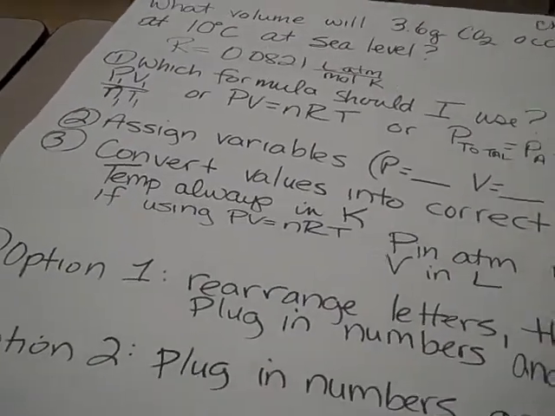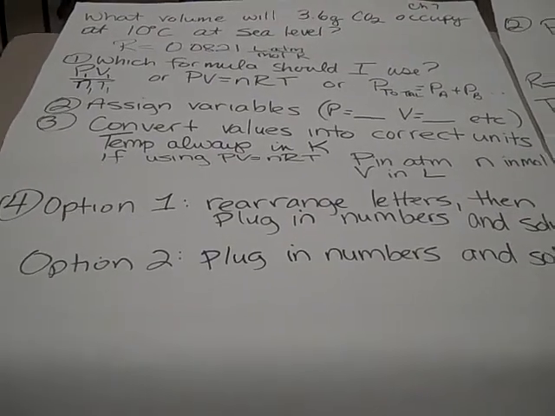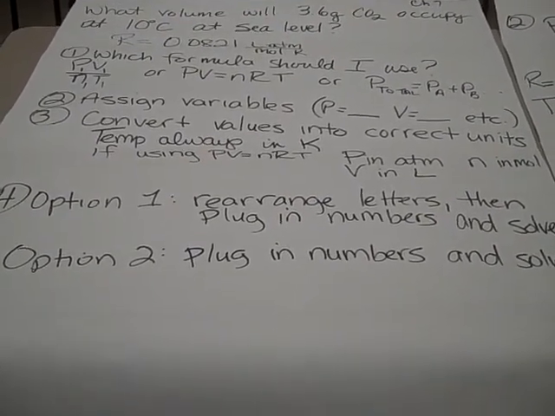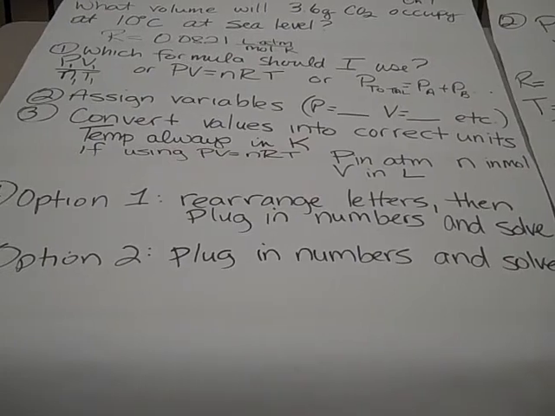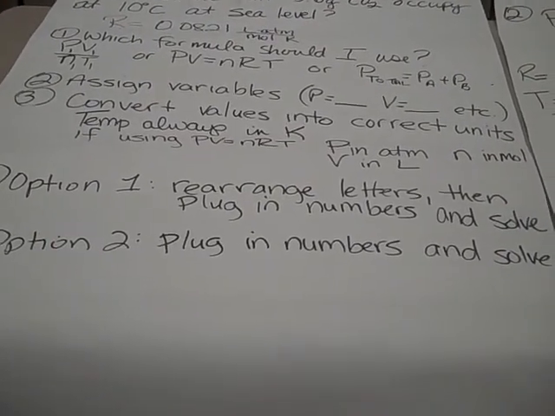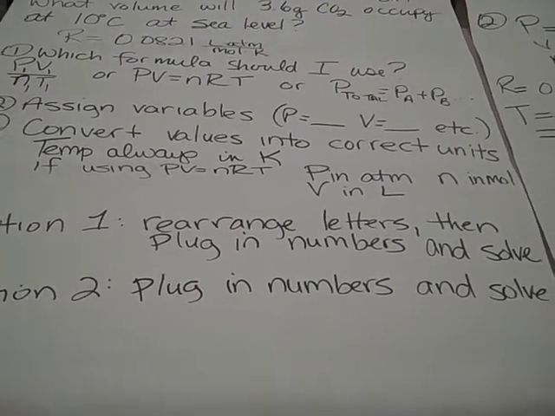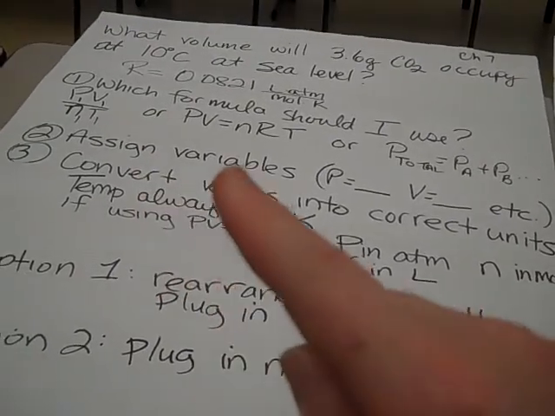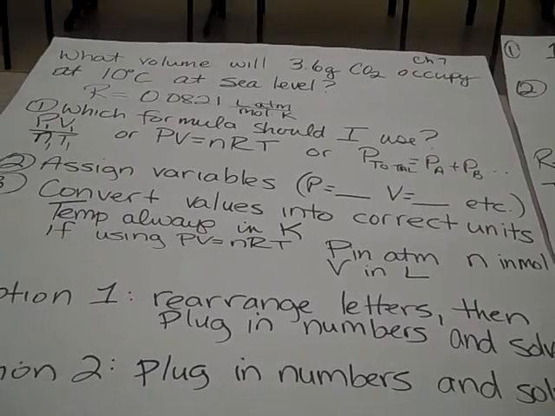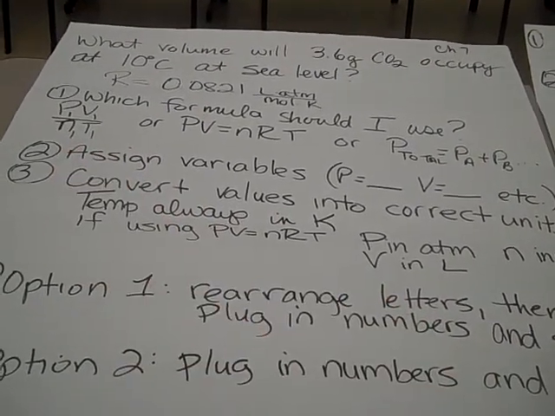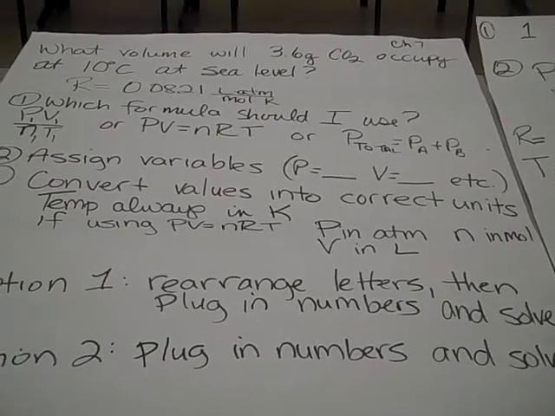The last thing that you would do is solving, plugging in values and solving. Now, I've given two options for this to my students. One would be to first rearrange the letters, the variables, then plug in your numbers and solve. Option two, you just go ahead and plug in your numbers, do your algebra and solve. For me, it depends. I like to rearrange the letters sometimes, especially when I'm doing, say, PV equals nRT. That's an easy one to rearrange for whatever variable I'm trying to solve. Sometimes when I'm using the combined gas law, I find that it's easier to plug in the numbers and then solve. You use whatever works for you.